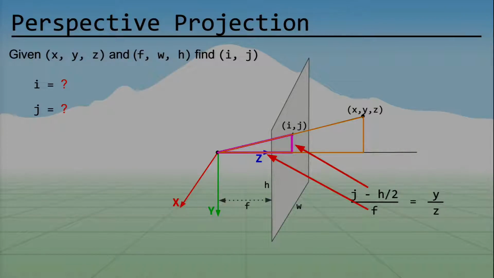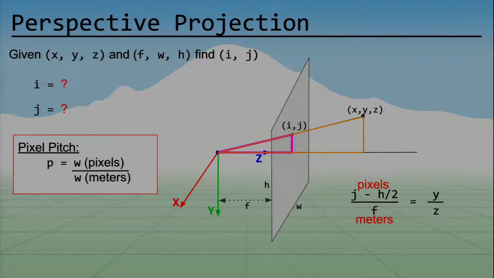But there's a little bit of a problem here. And it's that our j is in terms of pixels. So we've been indexing the image in terms of pixels. However, our focal length, our y, and our z are all in terms of meters, or whatever unit of measure we're using in the real world. It doesn't have to be meters, but it usually is. And so we need to convert our units here.